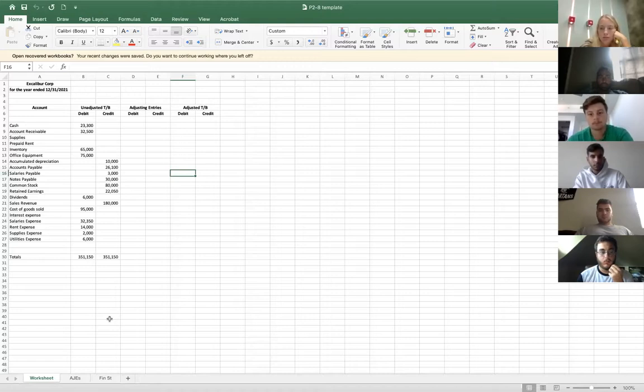You see that illustration down at the bottom of page 84? This is called a worksheet. And companies use this. It's Excel. We have an unadjusted trial balance.